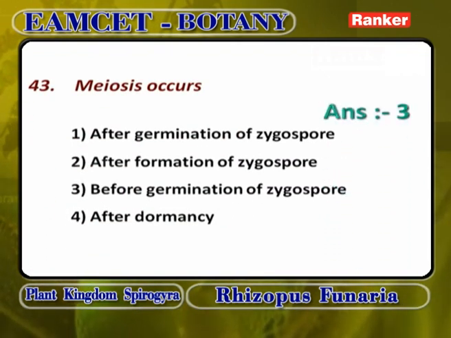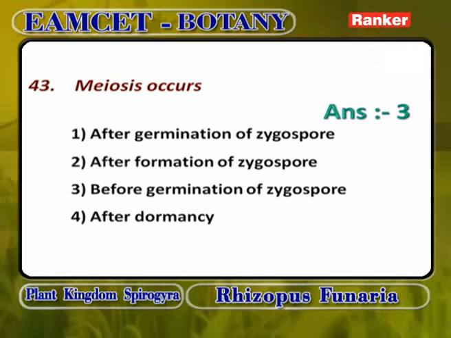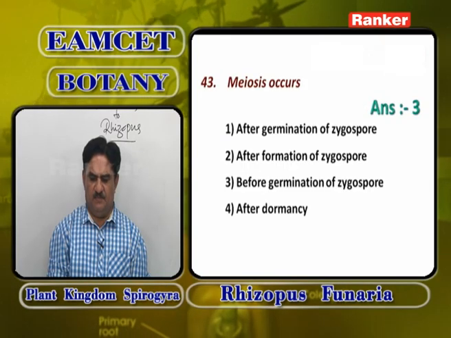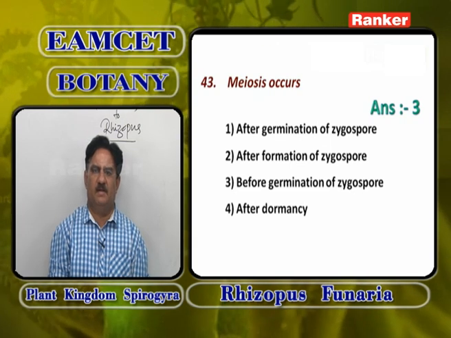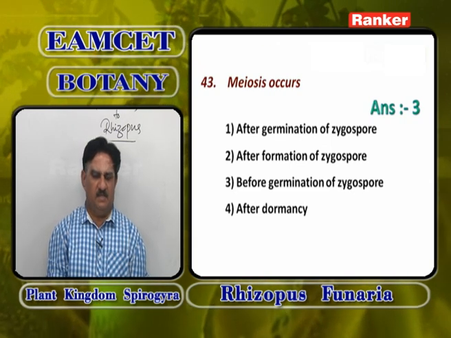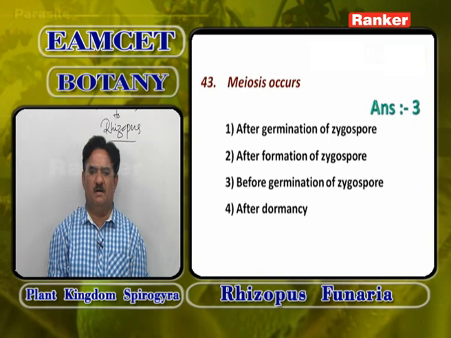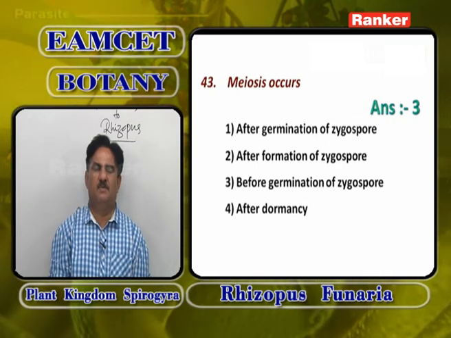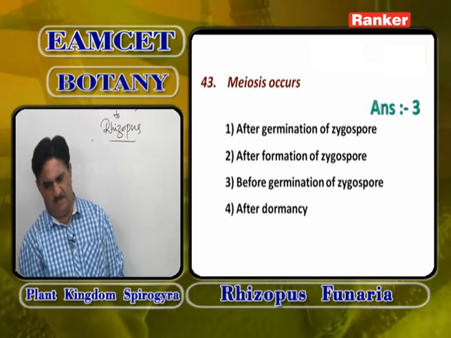Meiosis occurs after germination of zygospore is wrong, after formation of zygospore is wrong, before germination of zygospore is correct, after dormancy is also wrong. So, in Rhizopus or anywhere, meiosis occurs before the germination of zygospore, and haploid nuclei are formed. In Spirogyra, 3 nuclei disintegrate. In Rhizopus, all the nuclei remain functional and produce germ spores. Third option.